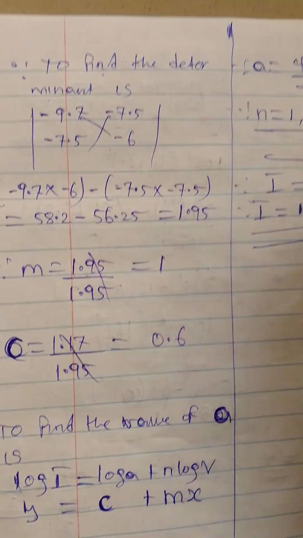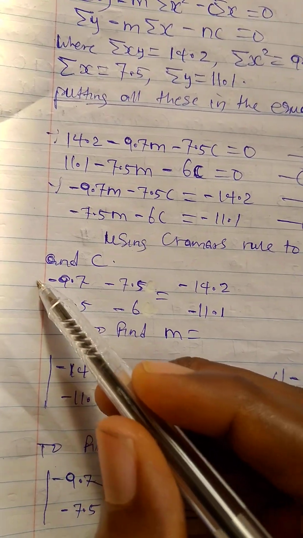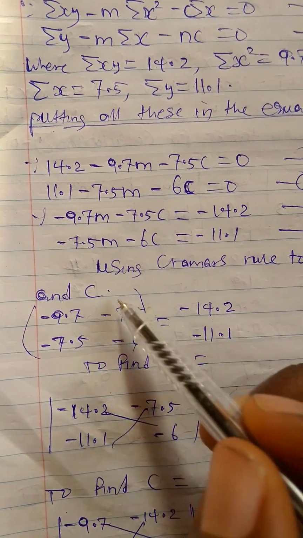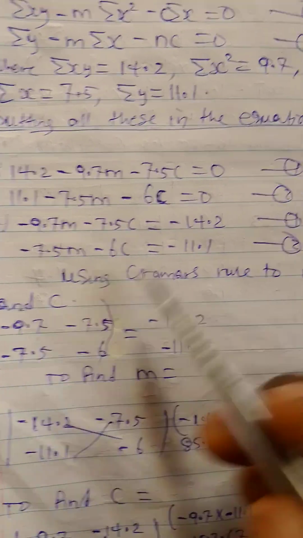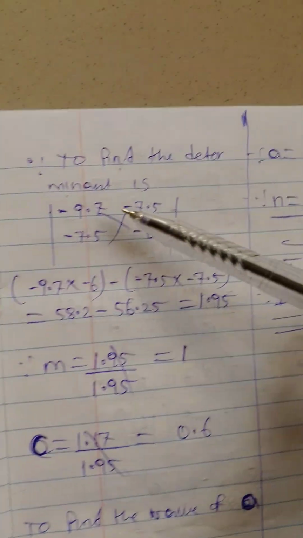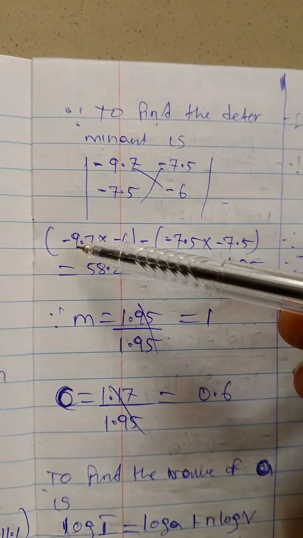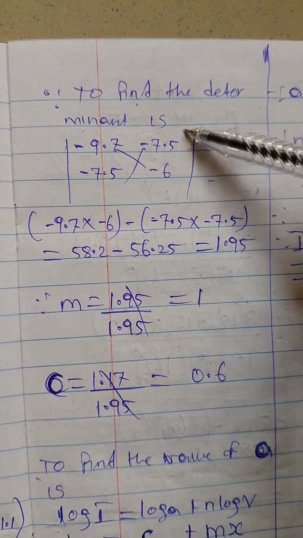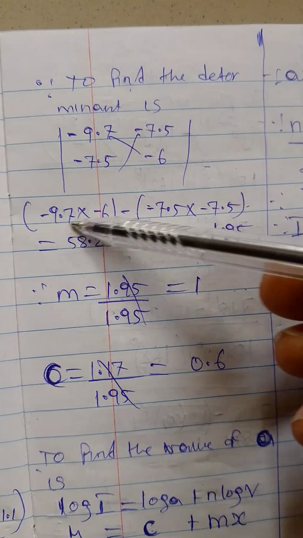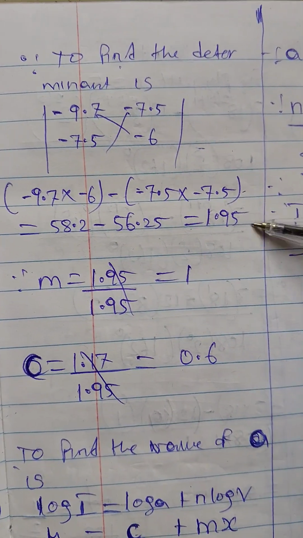So now after doing that, what's next? That is to find the determinant. To find the determinant means that we collect the terms. Collect this term, don't replace it with this. Collect the terms like this: minus 9.7, minus 7.5, minus 7.5, minus 6. So let's start. Know that this minus this. So minus 7.5 times minus 6, minus bracket minus 7.5 times minus 7.5. This times will give you 50.2, minus this times will give you 56.25. So that becomes, this minus will give you 1.95.